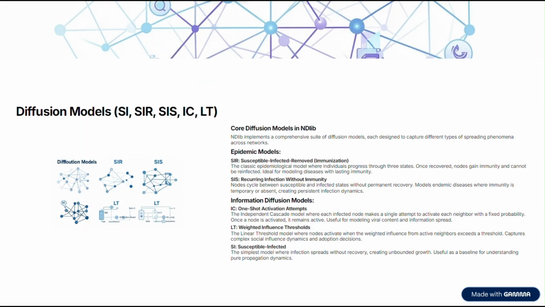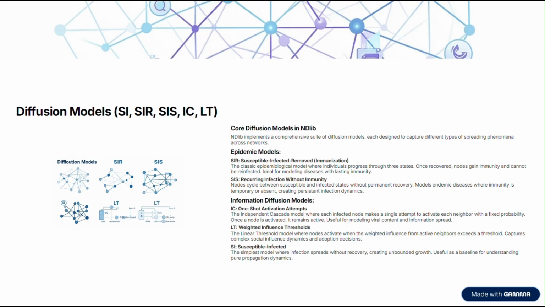The diffusion models. Core diffusion models in NDlib. NDlib implements a comprehensive suite of diffusion models, each designed to capture different types of spreading phenomena across networks. The epidemic models look at how people get sick and whether they get better. SIR: people start healthy, get sick, and then get better. Once they are better, they have immunity, meaning they can't get the same sickness again.